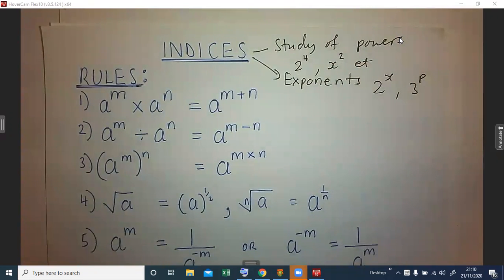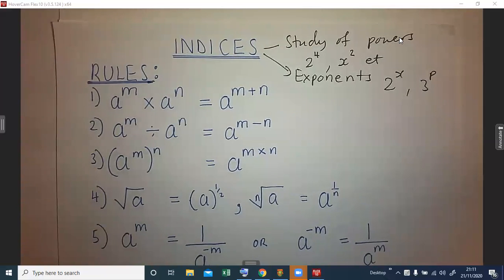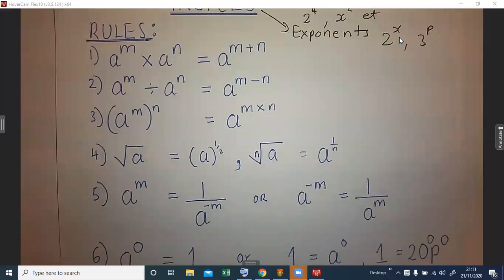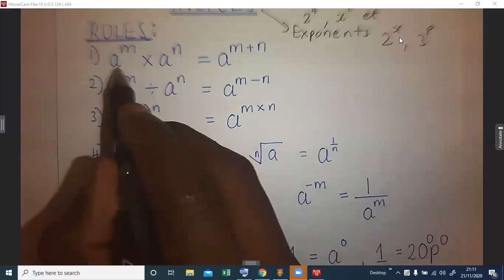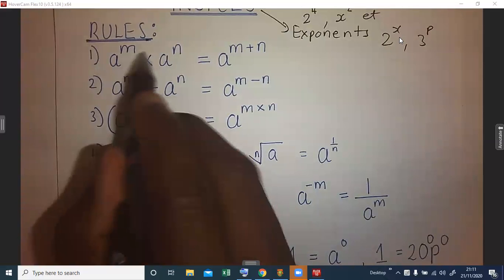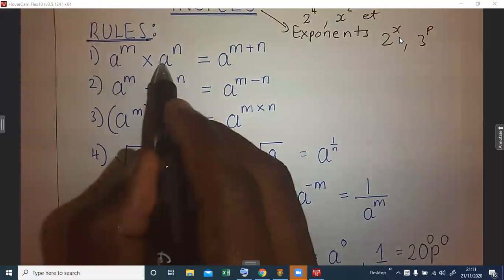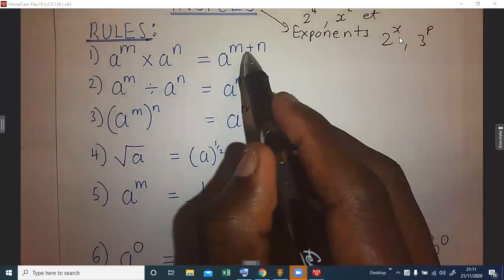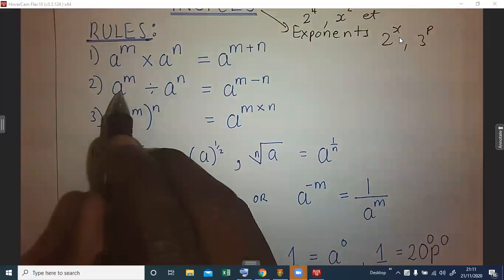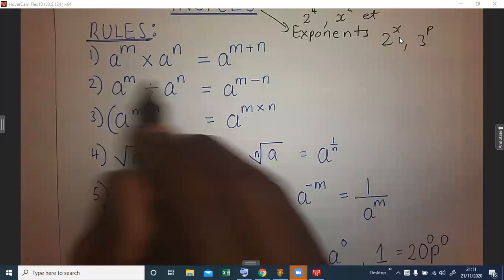But we have some laws that govern the use of powers. I've listed a few of them, which are basic and very important in most of the times. The first one tells us that if you have got same base multiplying, the law says just add the powers. Take one of the base and add the powers. And the same place, if you have same base dividing, the law says take one base and subtract the powers.